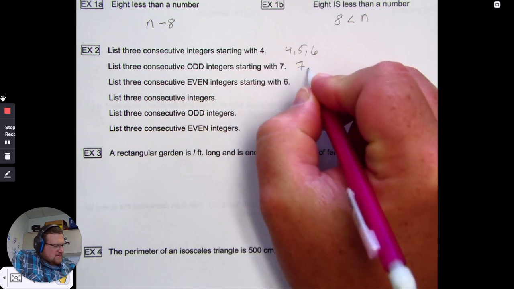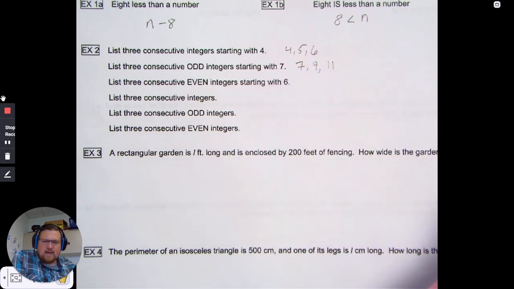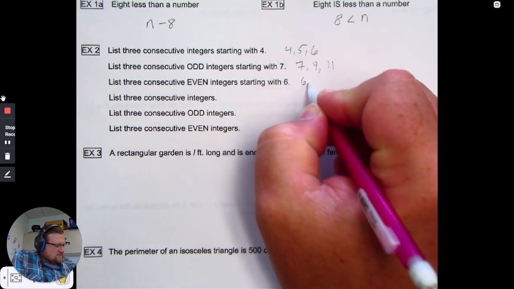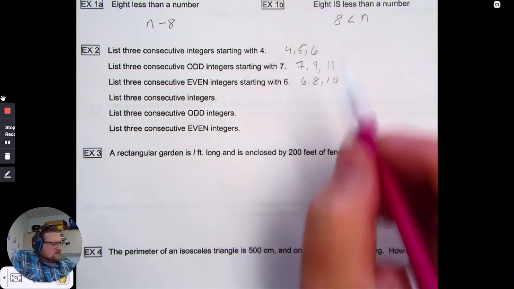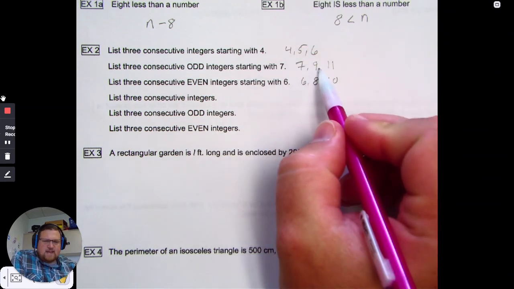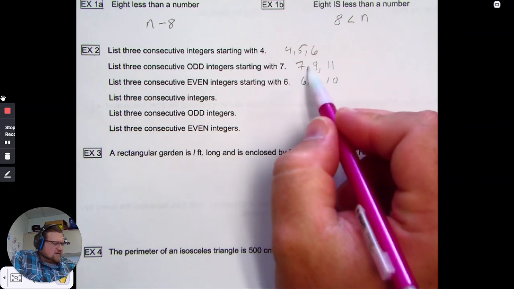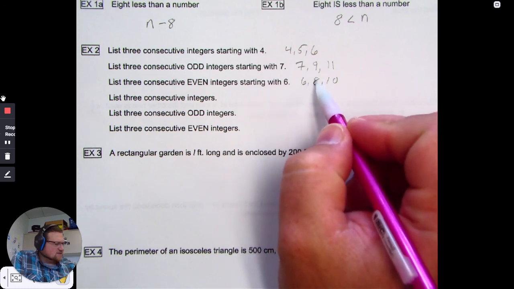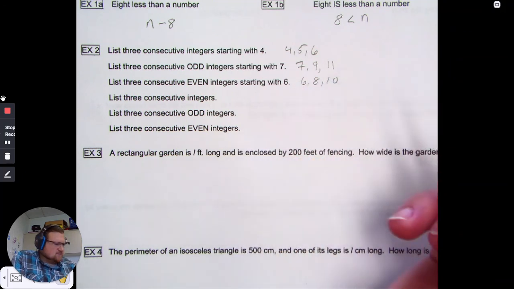To get to the next odd integer, we have to go to 9, and then we have to go to 11. For even integers, 6, 8, 10. Notice how to go from 7 to 9, we add 2. To go from 9 to 11, we add 2, because we're trying to stay with the odd. Same thing with the even. If you start with an even and you're adding 2 each time, 6 plus 2 is 8, plus 2 is 10, so we're just adding 2 each time.